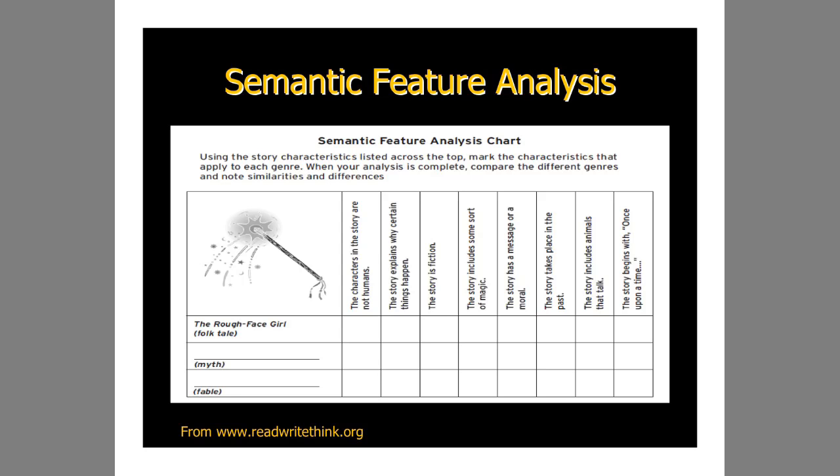The story explains why certain things happen. You would make a check mark if that's true of a folktale, and you would leave it blank if not. So you get the idea. So you go column by column and make a decision about whether each characteristic is true of that vocabulary word. And this is useful because it helps students compare and contrast the meaning of different vocabulary words side by side. And this can also be a good study tool. So it's something that they can keep and then study from for a unit test. So it's a pretty high utility strategy for teaching vocabulary.